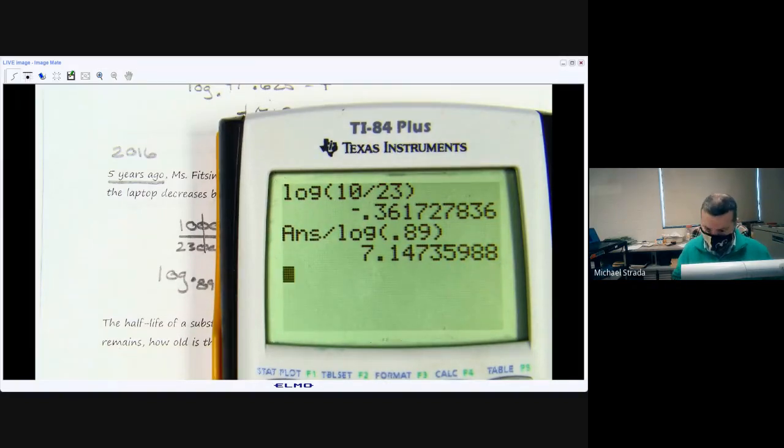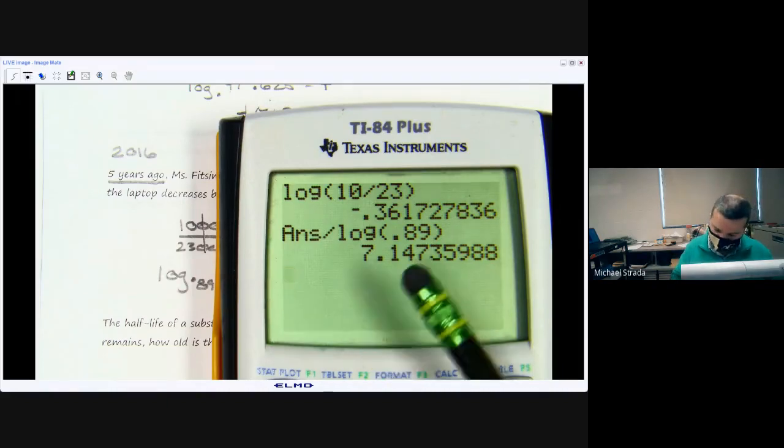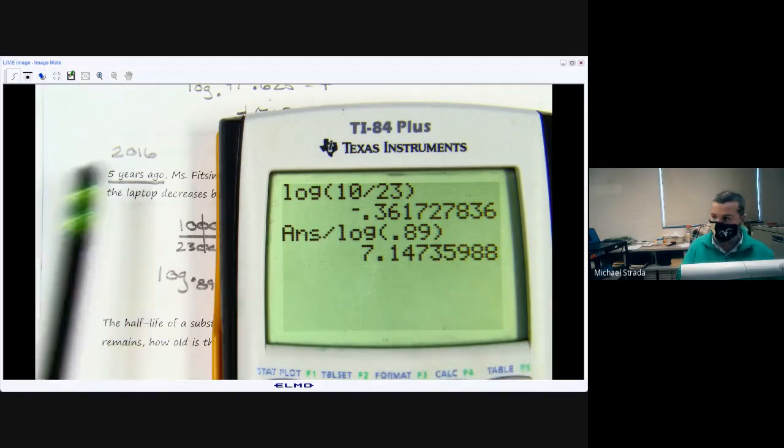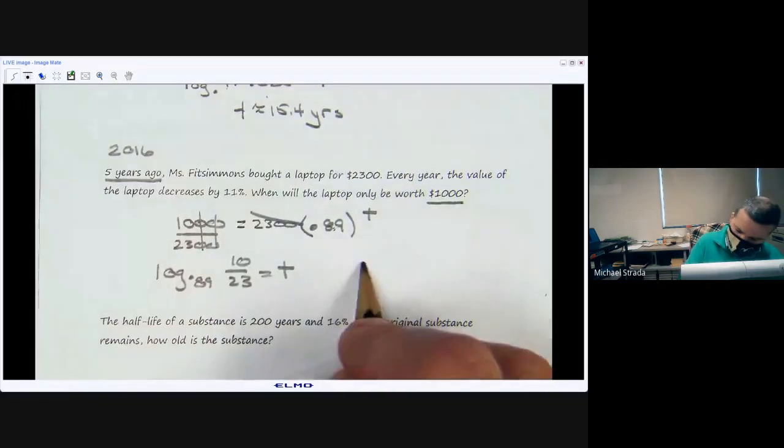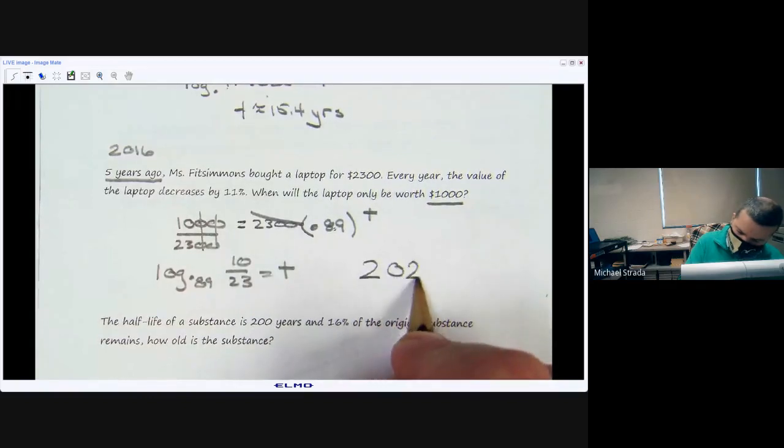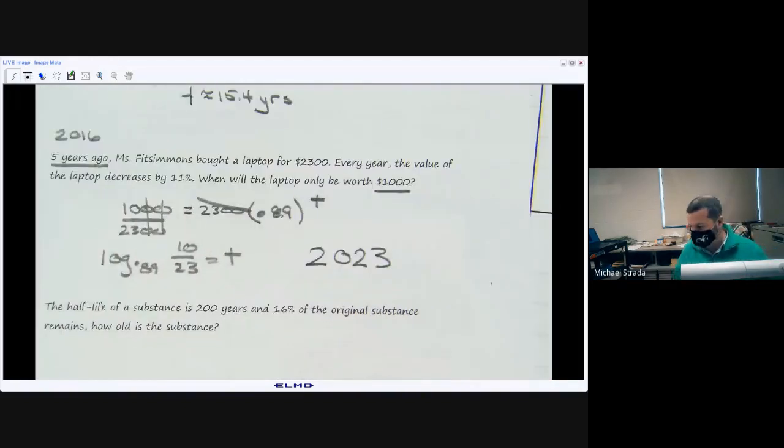All right. But remember, they bought it 5 years ago. So we don't add 7 to the current year. We add it to what year? 2016. So that would make it 2023, somewhere in that year, a little more than that. So with that type of problem, assume they bought it on January 1st. So if it's 7.14 but less than 8, it's still going to be 2023. Got me? You kind of round down.